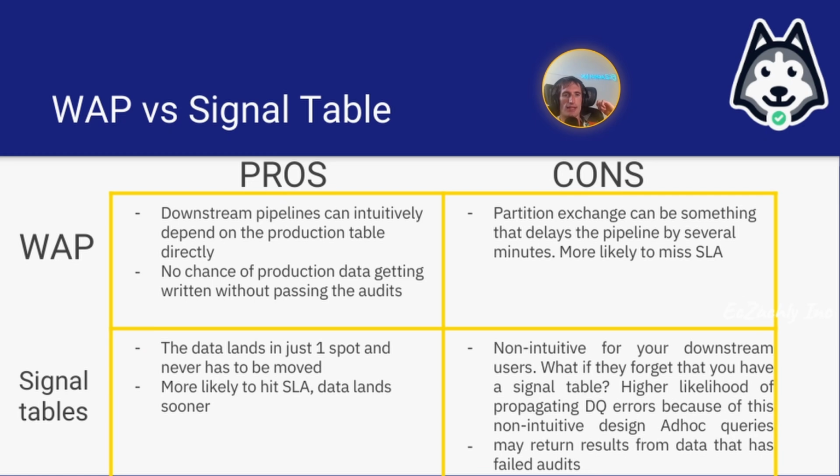So that could be powerful, but most of the time there's going to be at least a couple minutes delay when you're doing write-audit-publish versus signal table, because you have that exchange step that does take a little bit of time. Obviously, with signal table the pros and cons are flipped. Signal table is faster. It's going to hit SLA more likely, and the data is going to land sooner and be more readily available. And I already talked about the cons, like the ad hoc data scientists could end up querying bad data, and it's not intuitive.